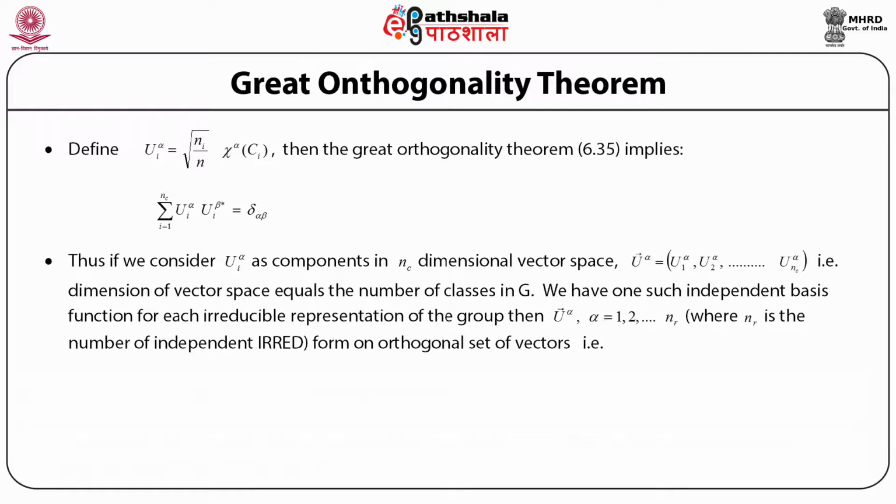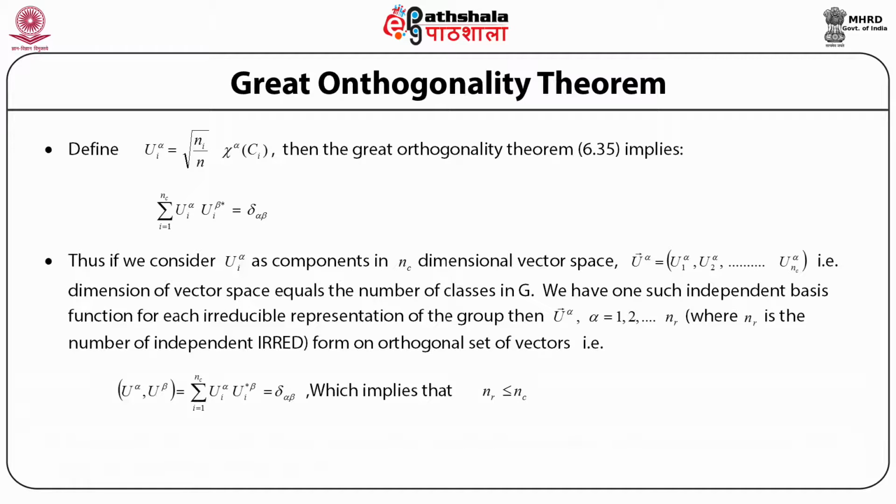Then we have one such independent basis function for each irreducible representation of the group, and the vector u alpha has components for alpha equal to 1, 2, up to Nr, where Nr is the number of independent irreducible representations, and these vectors form an orthogonal set of vectors.